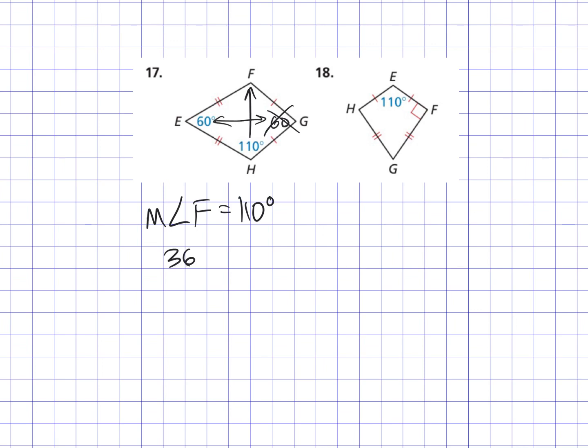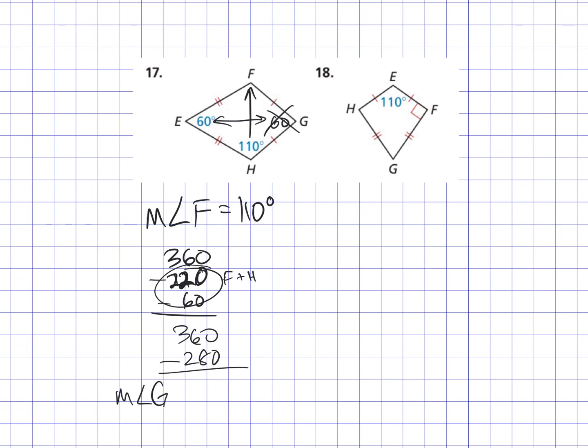So there's 360 degrees in a kite. Subtract the 110, 220, because we know both those are 110 degrees. F and H. F plus H is 220 degrees. And E is 60, so we've got to subtract 60 as well. So we're going to take 360 minus 280, which is the 220 and 60 together. And that will be the measure of angle G, which is 80 degrees. Not the same as angle E.